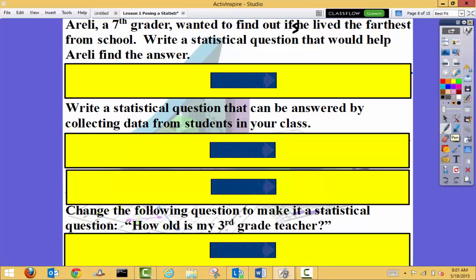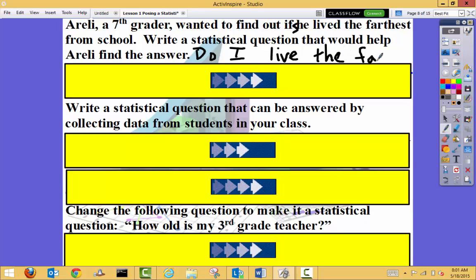Well, this question is not. If I just say, do I live the farthest from school? Because again, I'm focusing on just one person with that I. So how can I change it so that I'm getting a range of data? Well, I can change it by asking not just I, but seeking out more than one.